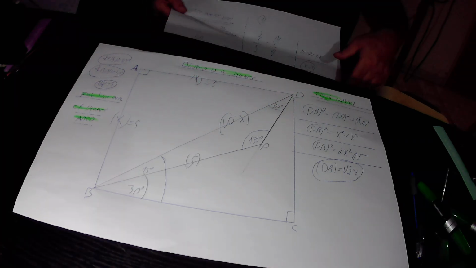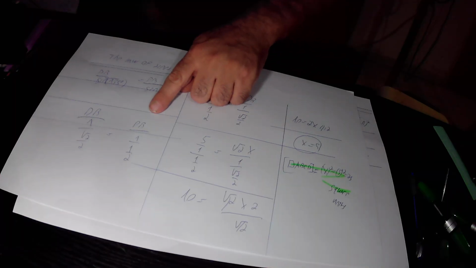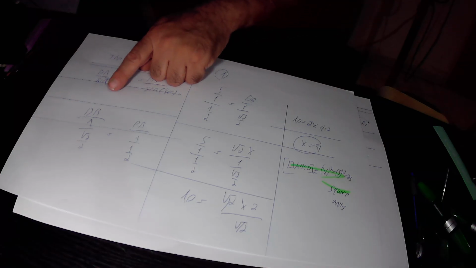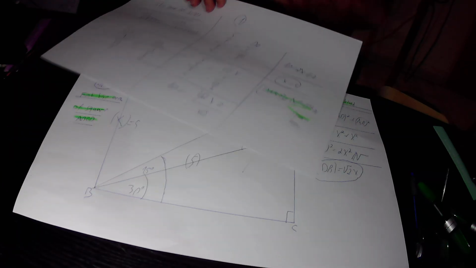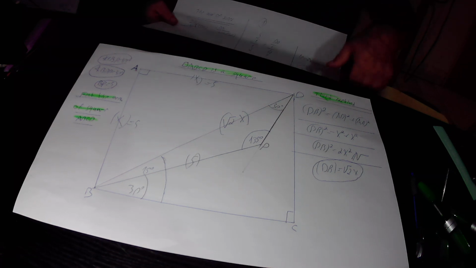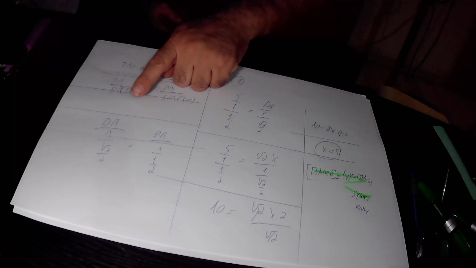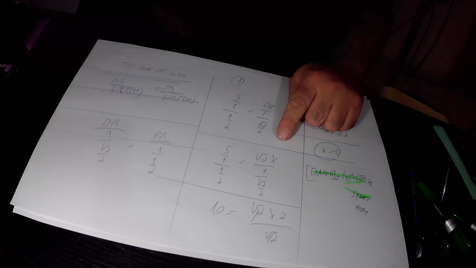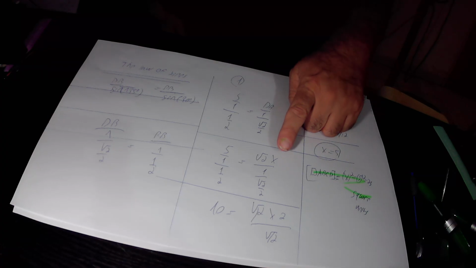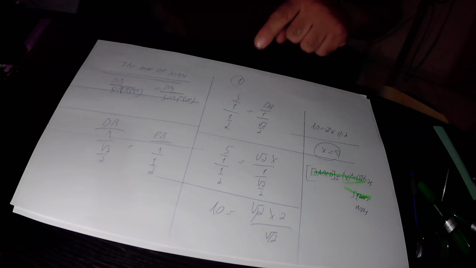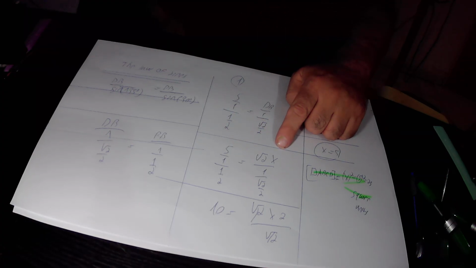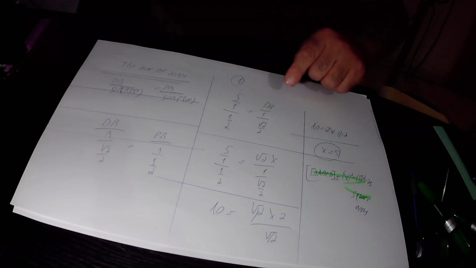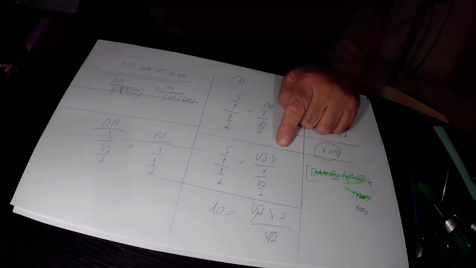PB is 5. So substitute PB by 5, so this expression equals 5 over 1 half, and here we have DB over square root of 2 over 2. We found out that DB equals the square root of 2 times x, so we substitute DB by square root of 2 times x. So in total, 5 over 1 half equals square root of 2 times x over square root of 2 over 2. 5 over 1 half is 10. And here we have square root of 2 times x over square root of 2 over 2.